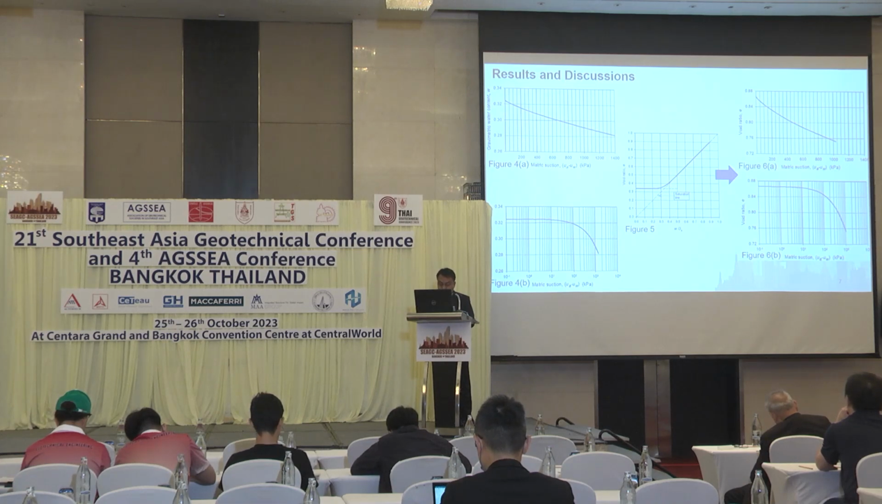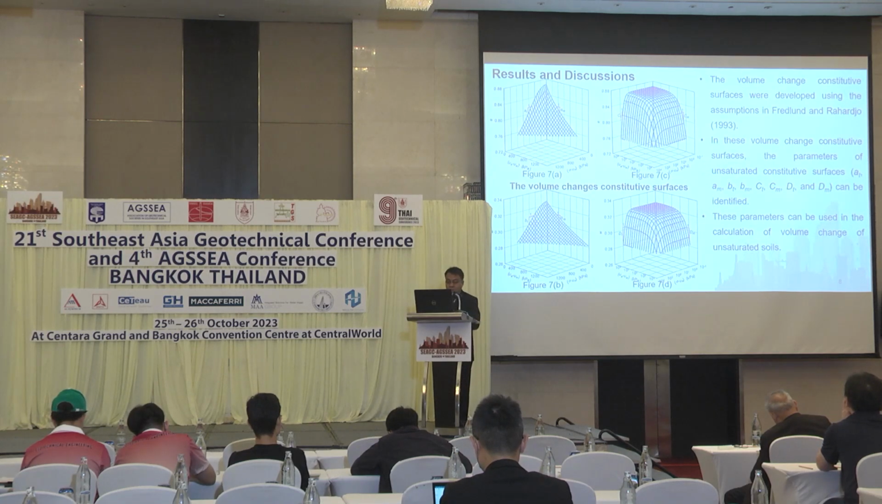The predicted shrinkage curve for compacted mud rock is shown in figure 5, and the void ratio versus effective stress is shown in figures 6A and 6B. Figure 6A is the plot of void ratio versus effective stress in arithmetic scale, whereas figure 6B is the plot of void ratio versus effective stress in semi-logarithmic scale.